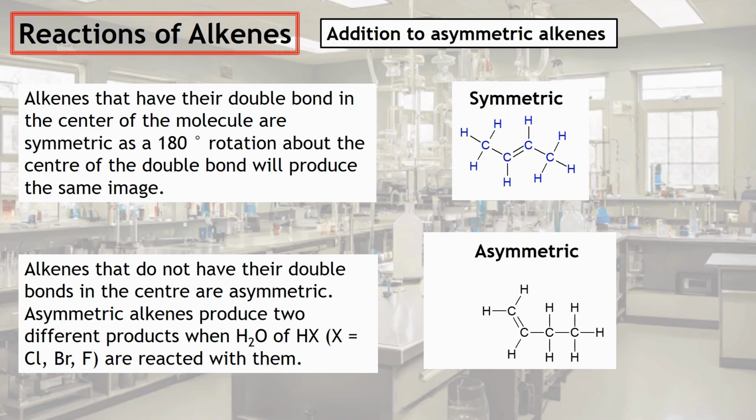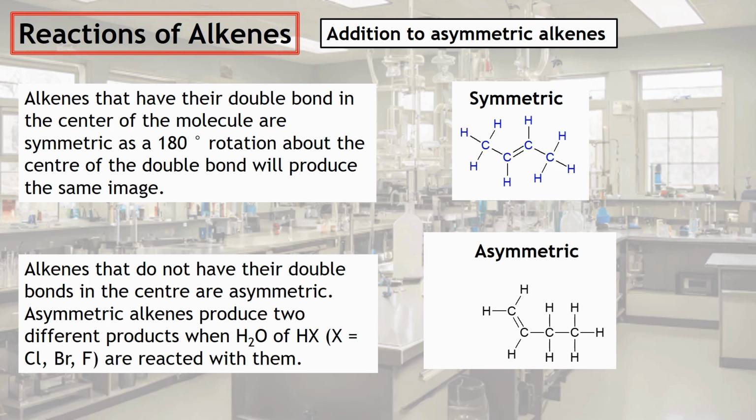No matter which way I added these, all I would need to do is rotate 180 degrees to make it the same as the other. So I get exactly the same product. When we look at an asymmetric molecule, I could either add the bromine off the first carbon or the second carbon. And depending on where I add it, would make a completely different molecule for my actual product that's produced.